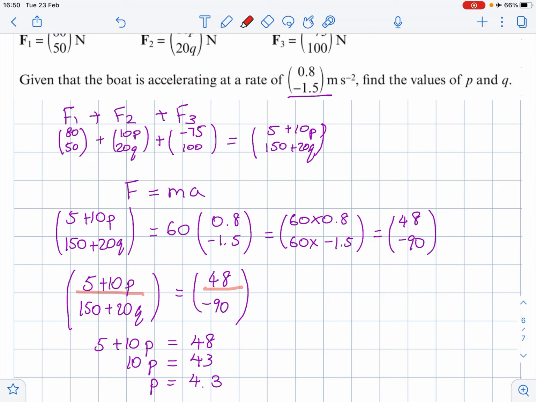Then we're going to look at our vector j. We have 150 plus 20q equals minus 90. So 20q would equal minus 240. Therefore, q is equal to minus 12.